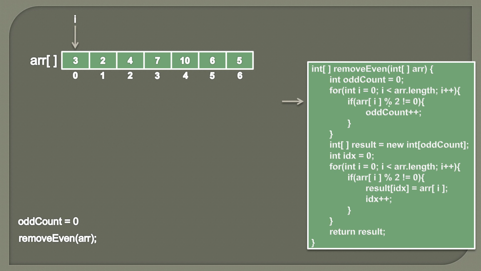So we will take the help of the modulus operator, which will directly provide us the remainder. And if it is not equal to 0, we will increment the oddCount. So at the start, we get 3. 3 divided by 2 will give remainder 1. 1 is not equal to 0, so this condition comes out to be true. We will increment oddCount because 3 is an odd integer. So here it becomes 1.